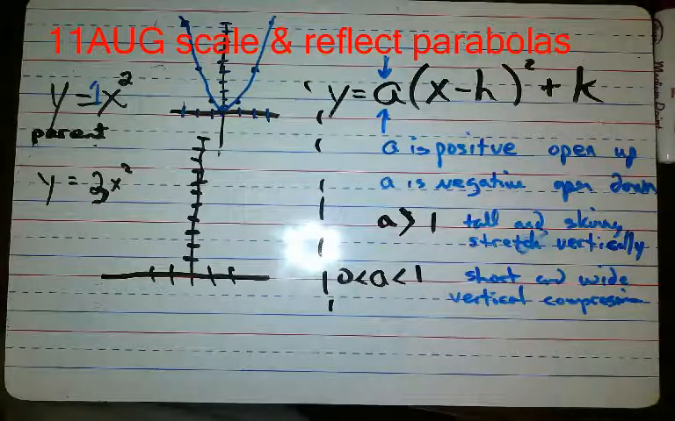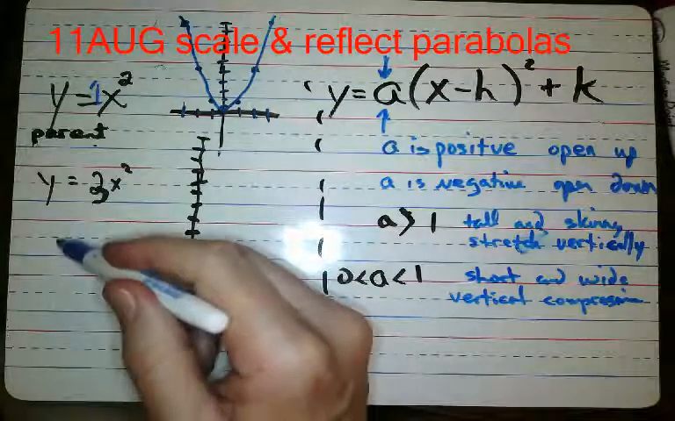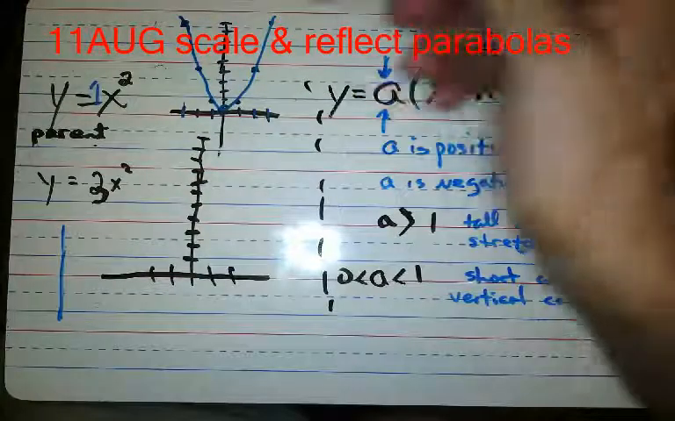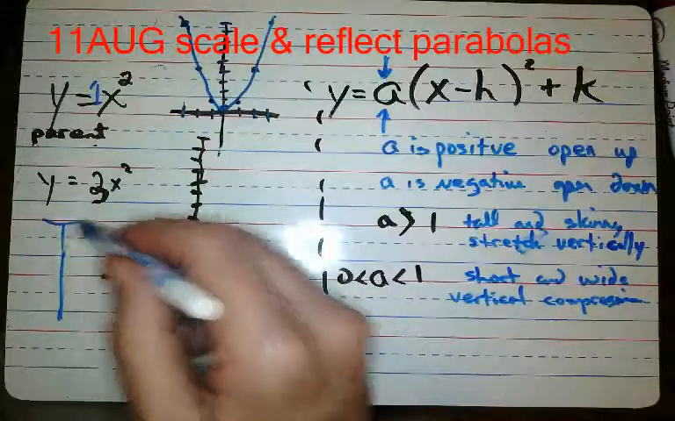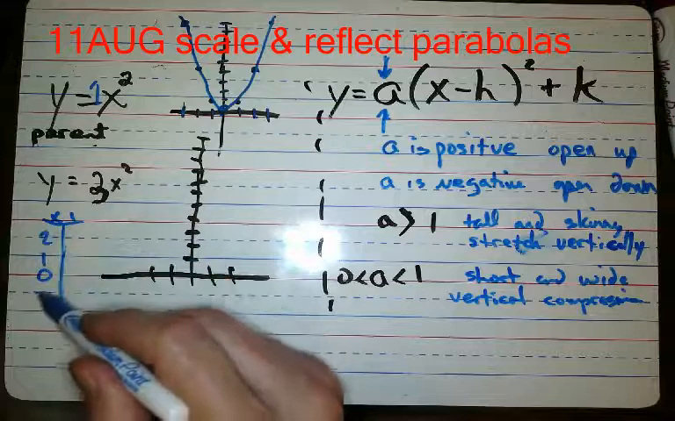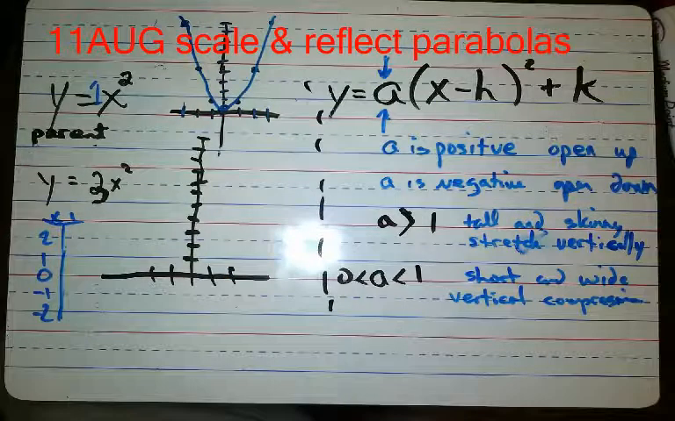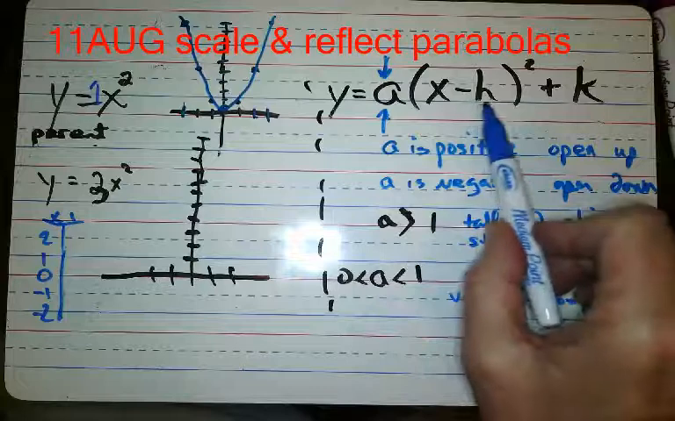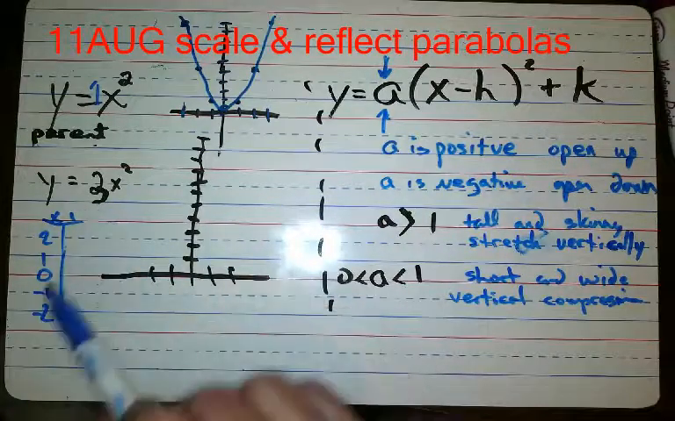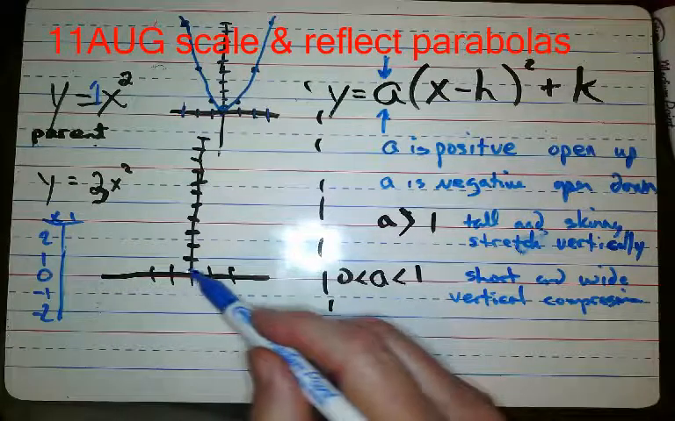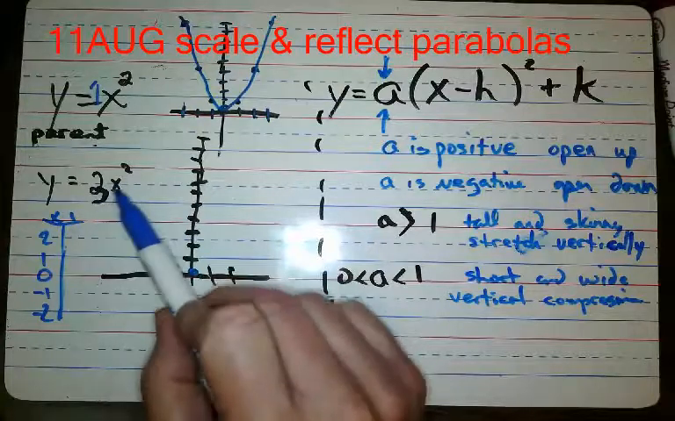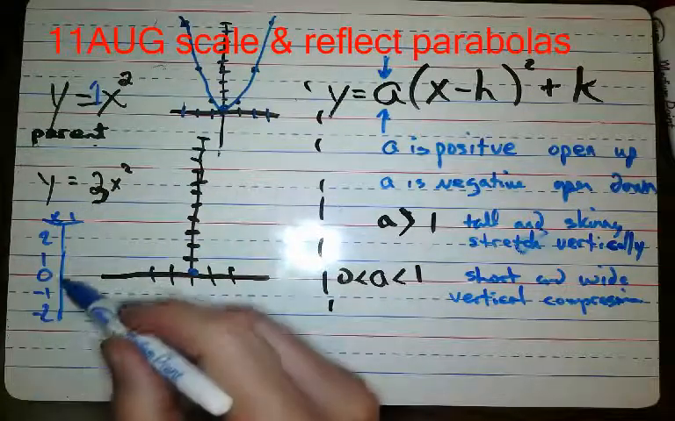So I've got a graph. I'm picking exactly the same numbers I picked here. I'm picking 0, 1, and 2, -1, and -2, right? Because we're not sliding it left and we're not sliding it up. All we're doing is stretching it, right? So that means the vertex is in the same place. If I put 0 in there, 0 squared is still 0 times 3. Anything times 0 is 0, so 0 comes out.